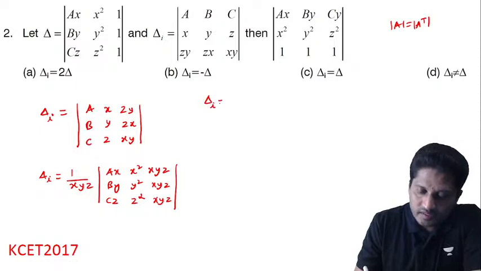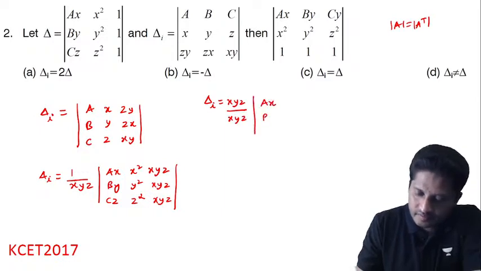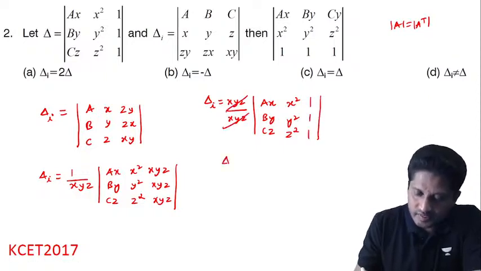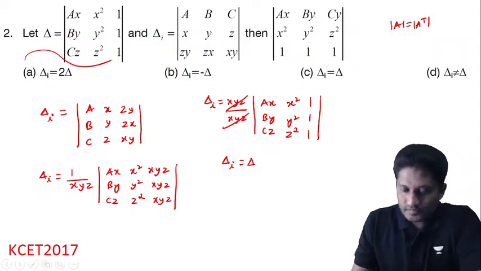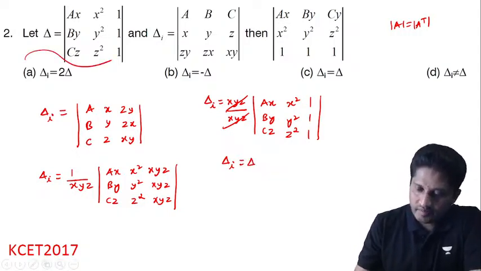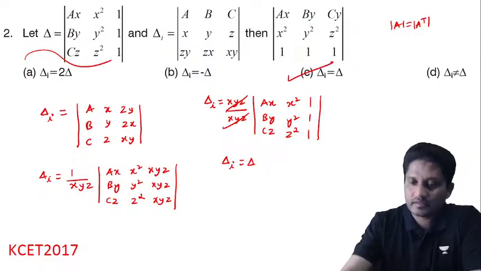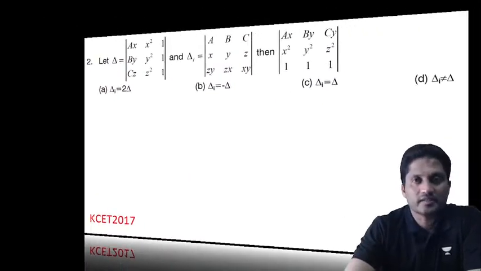So delta I is equal to XYZ upon XYZ times the determinant of AX, BY, CZ, then X square, Y square, and Z square, and then 1, 1, 1. This will cancel. This means that delta I is the same as delta. Right, so delta I is the same as delta. The answer is option C. Let's move to the next question.